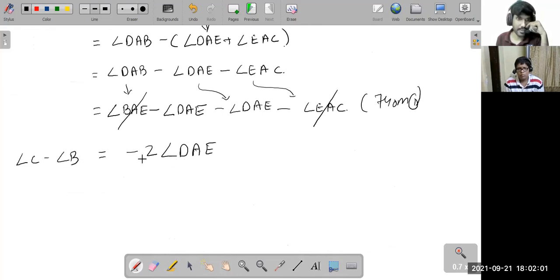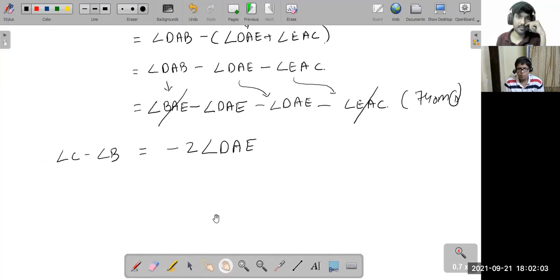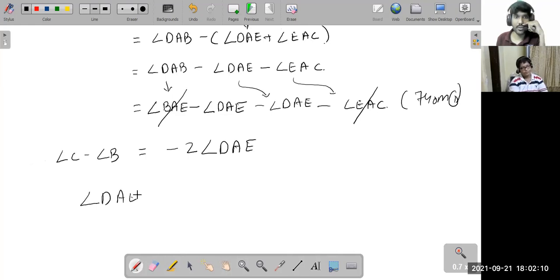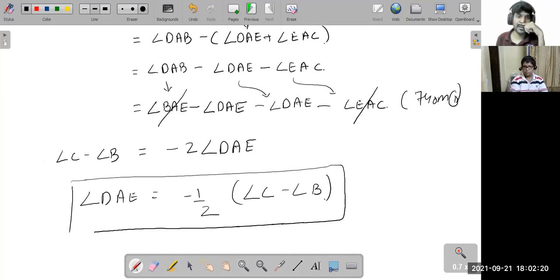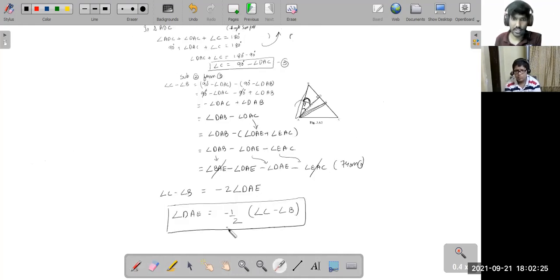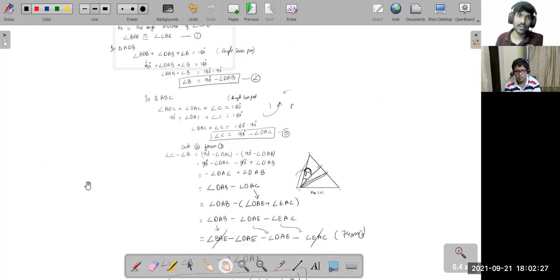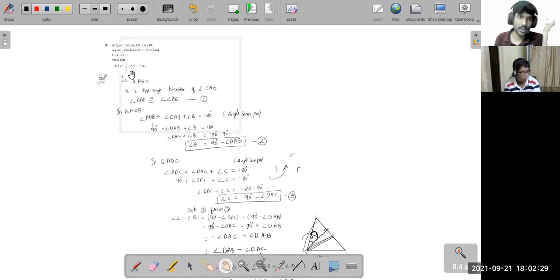Okay, I shouldn't have got this minus sign. If I take minus 2 to the other side, it will go into the division. So it becomes minus 1 upon 2 of angle C minus angle B. Okay. So I think there is something mistaken in the question. This has to be minus, because here it is not minus, no?